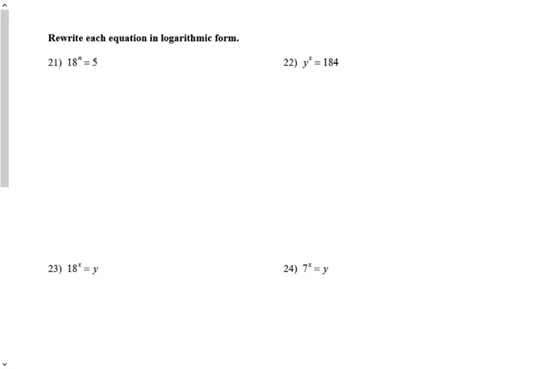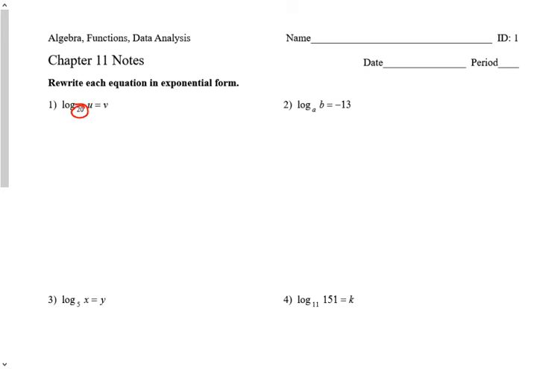What we can look at here is that in an exponent, this number right here is always called the base. And that's usually what we want to start with as far as converting. So in 21 the base is 18. In 22 the base is y. In 24 it's 7. And in 23 it's 18. That base is the easiest place to start because it directly corresponds with the base of a log, which is this number right here. And that's going to be our first part of the formula.